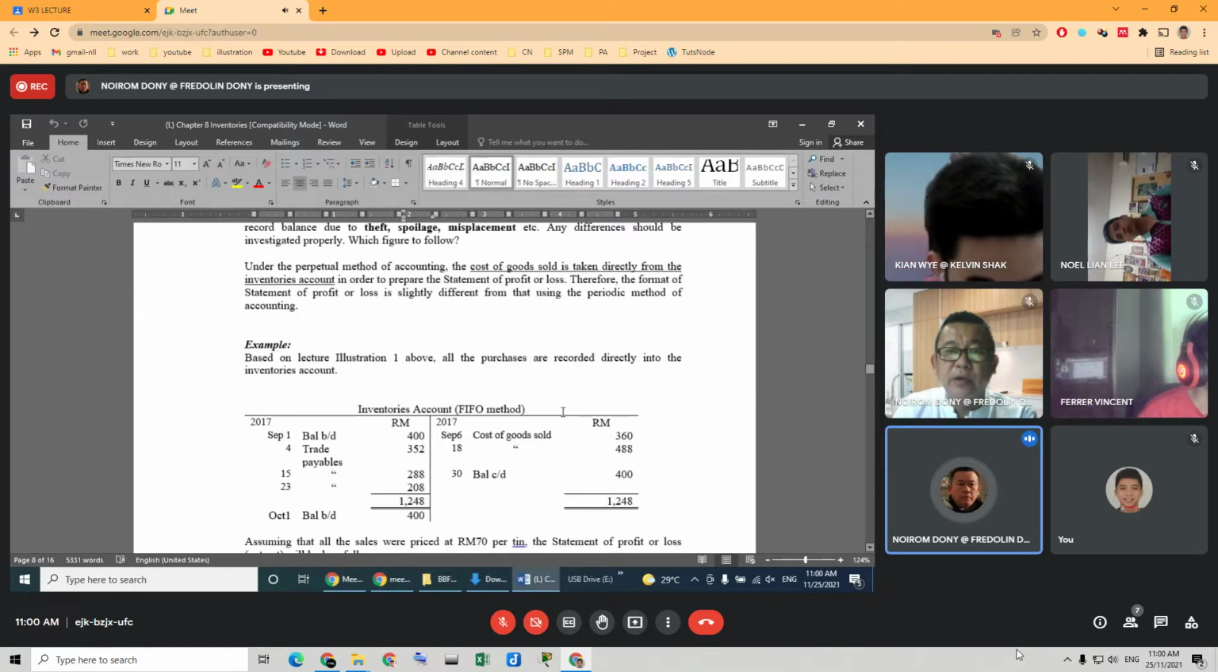So all of this information we have, like what we have just now. Opening balance, we have 400. We have three occasions of credit purchases, so 352, 288 recorded on the debit side. And we have two occasions of sales, 360, 488. If you look back at the illustration, you can get all these figures.